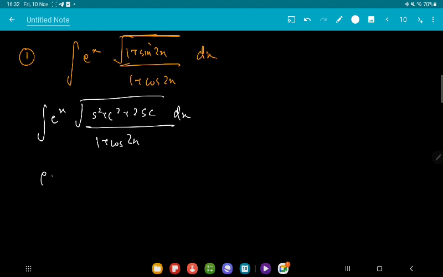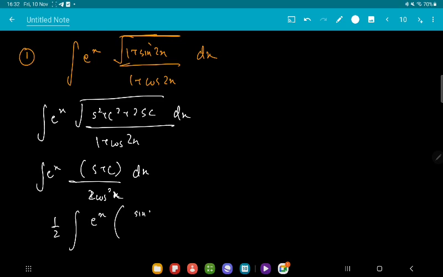So here I can apply e to the power x. Here this will become (sin x plus cos x) squared, and the square root will cancel out, and in the denominator 2 cos²x will be there. So 1 by 2 I have taken out. Take the LCM: sin x cos²x plus cos x. Here it will be 1 upon cos x only.